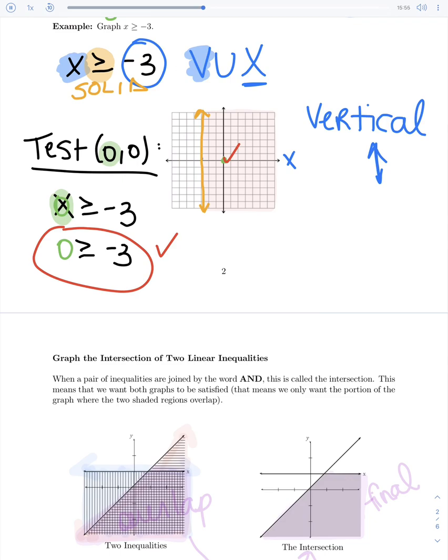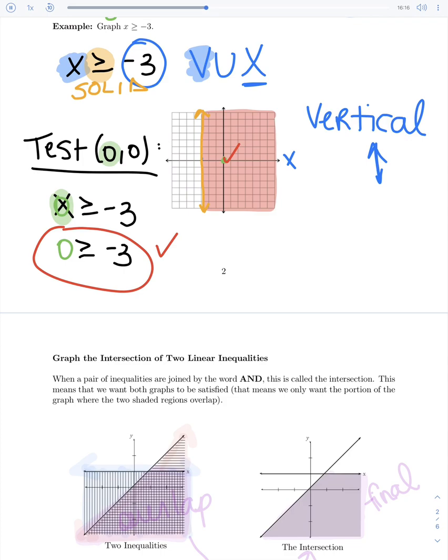Because 0, 0 does indeed work, it means that we want to shade the side that 0, 0 is on. Because it actually works, we'll shade that entire side. And that's it.